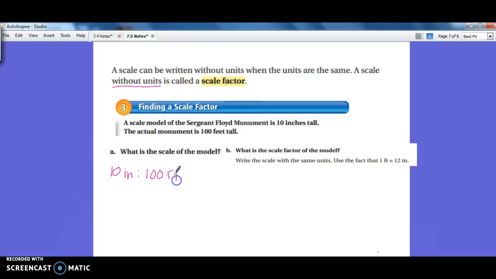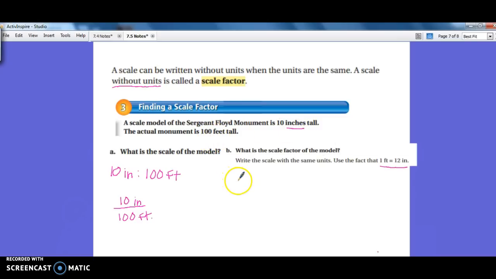Okay? You could also write that as a fraction. So you could write it as 10 inches over 100 feet. Okay? Now, this is the part that's going to be a little more complicated. Remember, what is a scale factor of the model? Scale factor has no units. So the directions here say write the scale with the same units. Use the fact that 1 foot equals 12 inches. That's pretty important. So we probably want to change everything to inches so that we can make everything the same units.